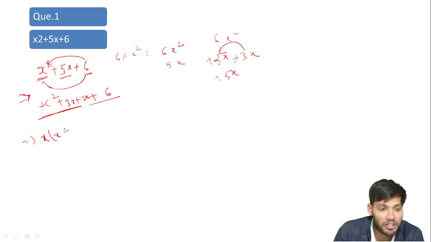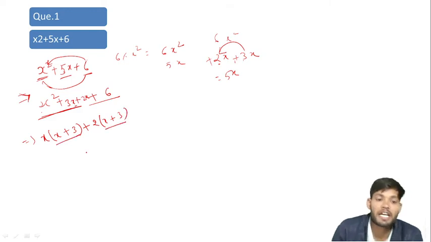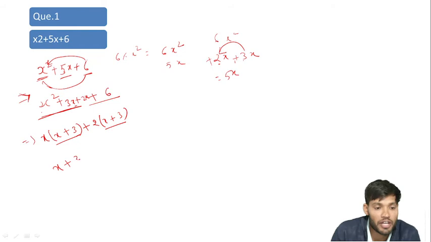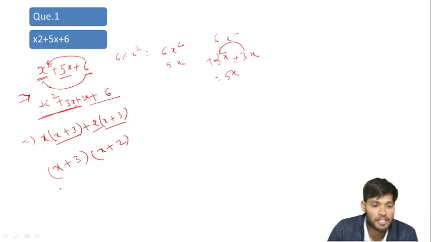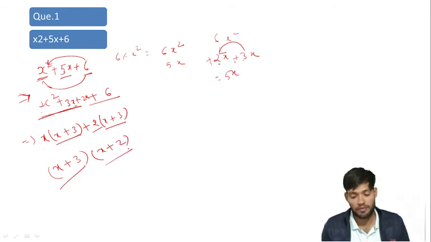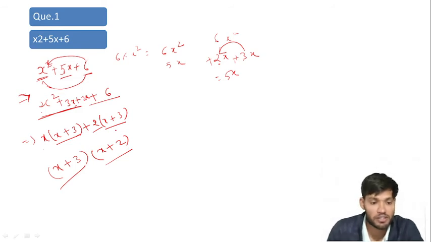x will remain here, plus x is out, there is only 3. From here we can take common 2, here only x, and here 3. So what is the common from there? x plus 3 and x plus 3. When we take x plus 3 as common, there remains x, and from here plus 2. So (x plus 2) and (x plus 3) are the factors of the expression x square plus 5x plus 6.